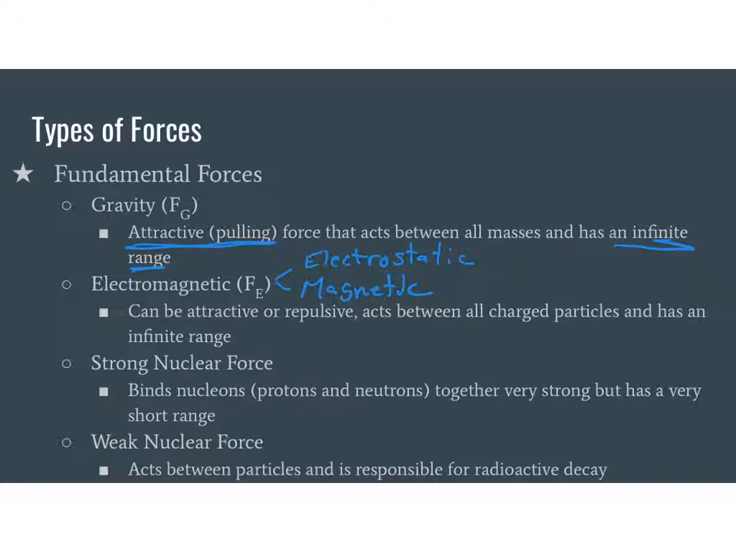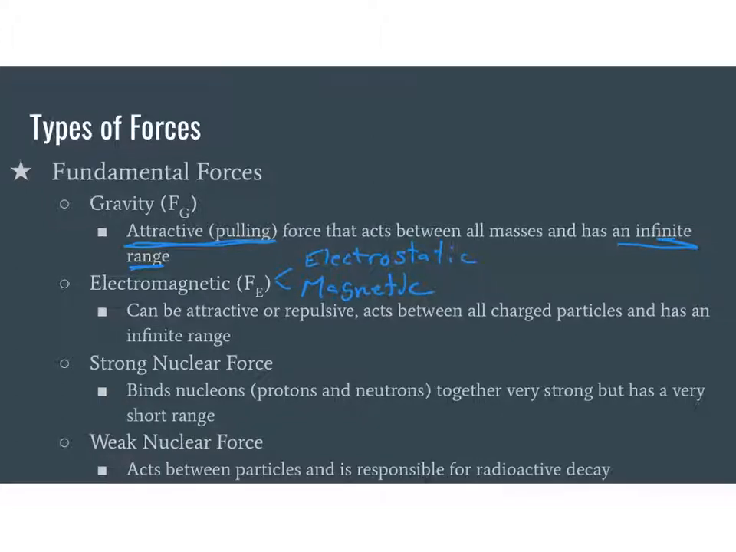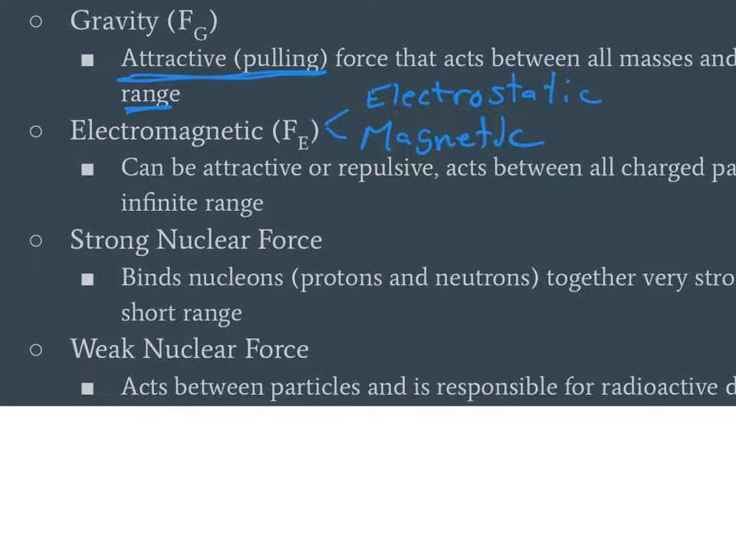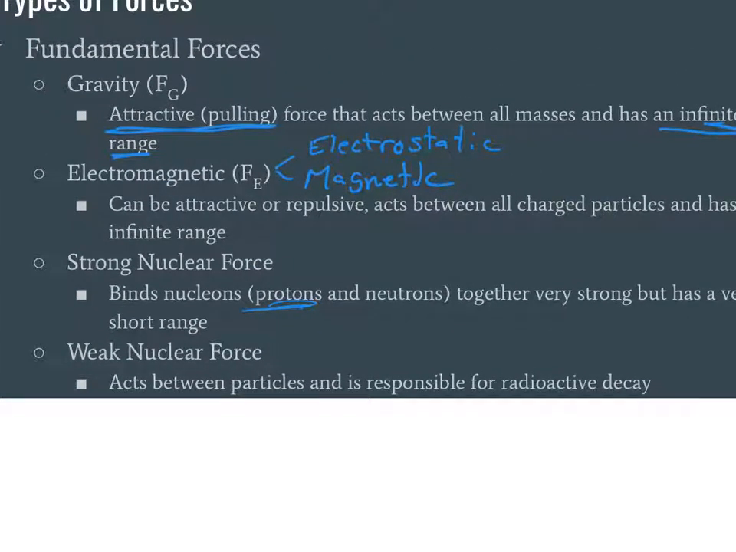Then our two maybe lesser known forces are our strong and weak nuclear forces. These both exist typically within nuclei or within atoms. The strong nuclear force is what keeps the nucleus together. You have all of these protons that have like charges, and they're repelling each other and pushing away, and something has to hold them together, overcome that electromagnetic force, and it's the strong nuclear force. It's very, very strong, but it has a very short range, typically about the radius of your average nucleus.